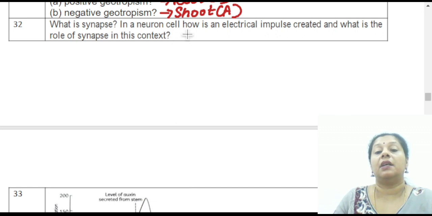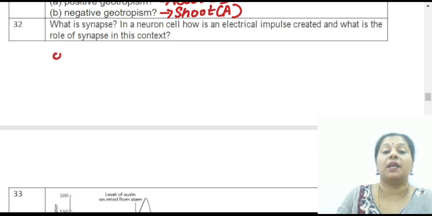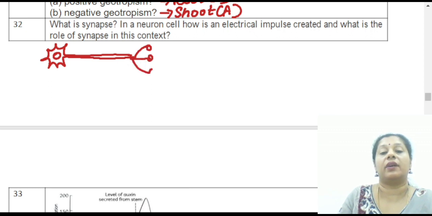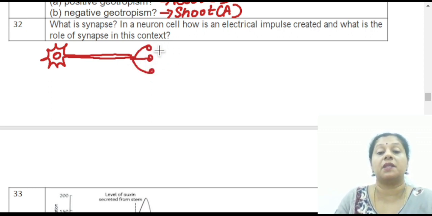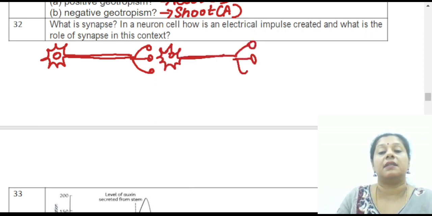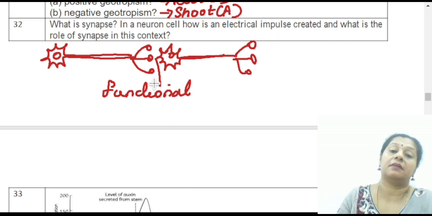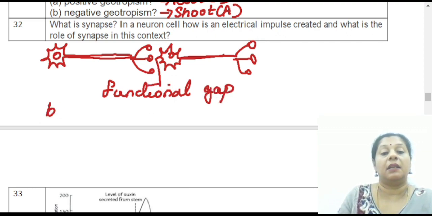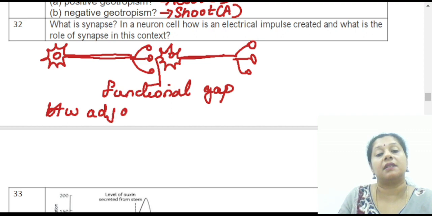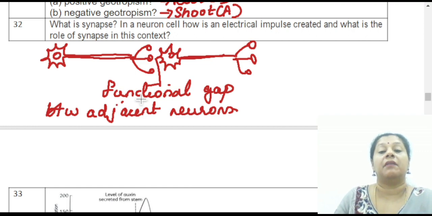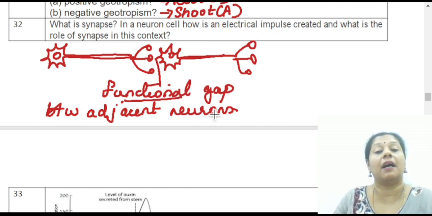What is a synapse in a neuron cell? How is an electrical impulse created and what is the role of the synapse in this context? When a neuron is there, the end of the axon has axon terminals or synaptic knobs. Before it reaches the next neuron, there is a gap, and that is called a synapse. So this gap is the synapse. It is a functional gap between adjacent neurons. Functional gap, that word is important.